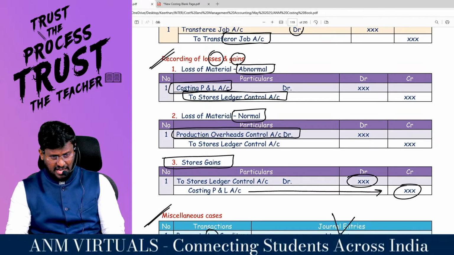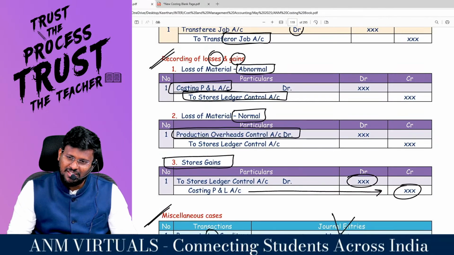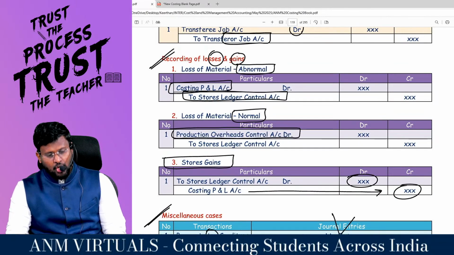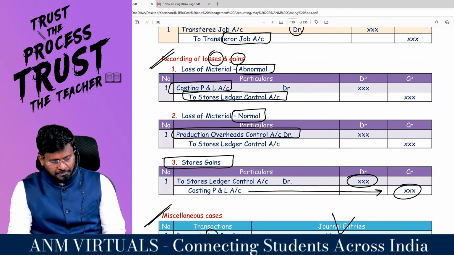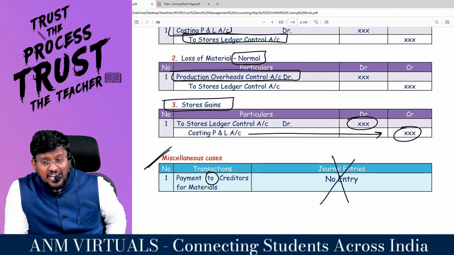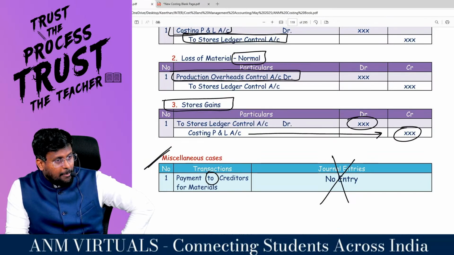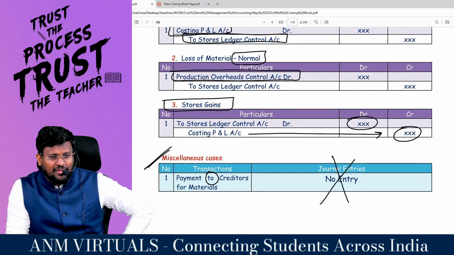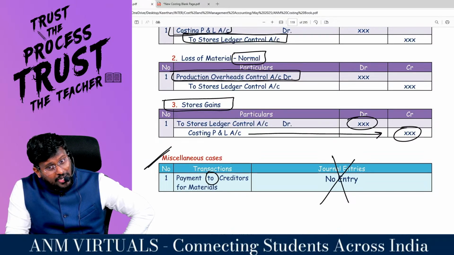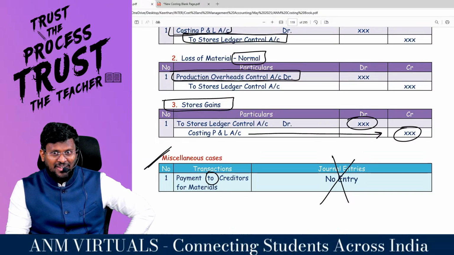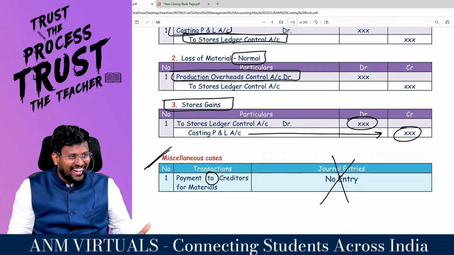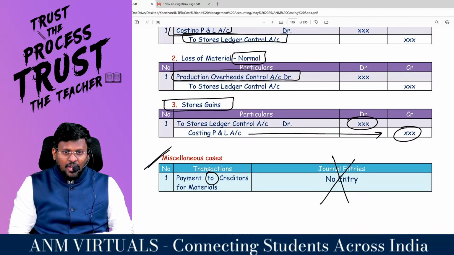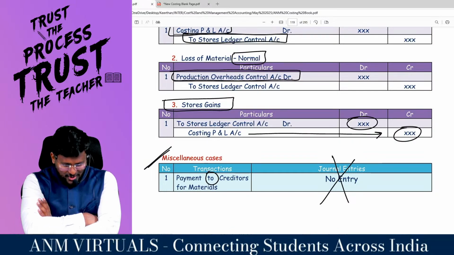Comfortable? Normal loss: production overhead control account debit to stores ledger control account. Abnormal loss: costing P&L account debit. Right, sir? Abnormal gain: stores ledger control account debit to costing P&L account. Payment made to the creditor, no entry. Discount received from creditor, no entry. Sir, purchase return to creditor? Purchase return to creditor, no entry. Wait. Purchase return to creditor: cost ledger control account debit to stores ledger control account.